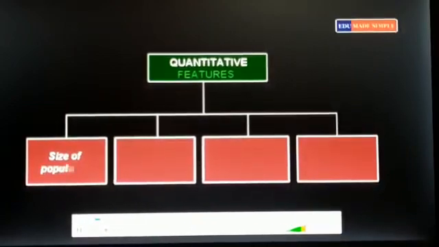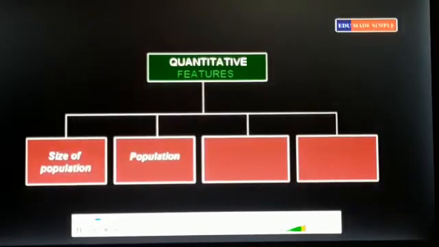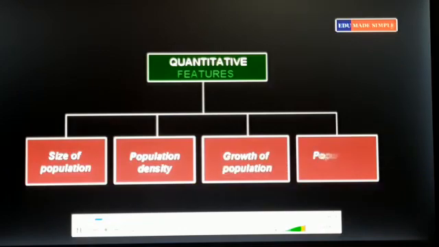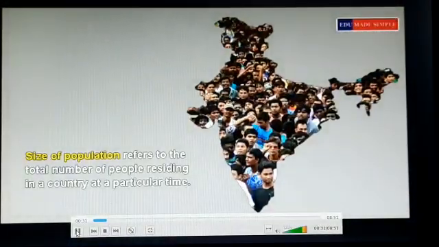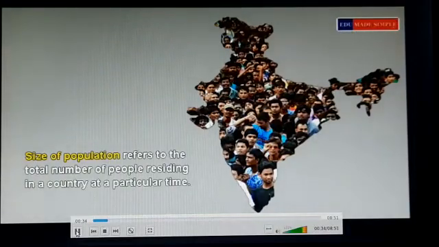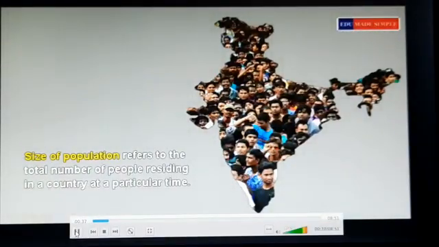1. Size of population. 2. Population density. 3. Growth of population. 4. Population structure. Of these, let's first study about size of population. Size of population refers to the total number of people residing in a country at a particular time.